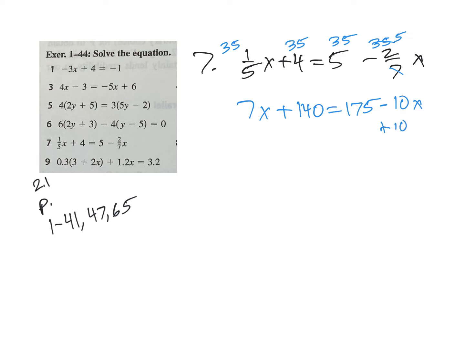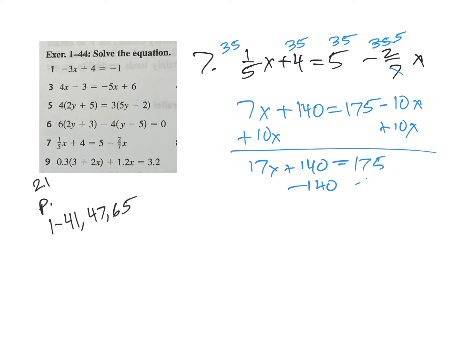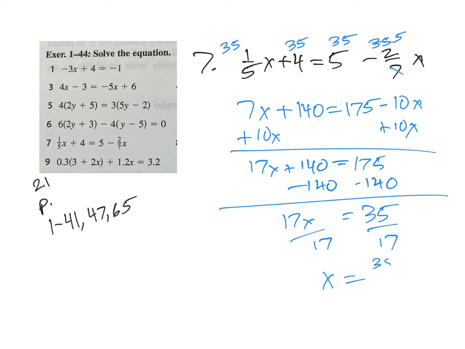So I'm going to add 10x to the left, and I get 17x plus 140 equals 175. Subtract 140, and you get 17x equals 35. Divide off the 17, and your answer is 35/17. And you're done. All right, let's do number 9.